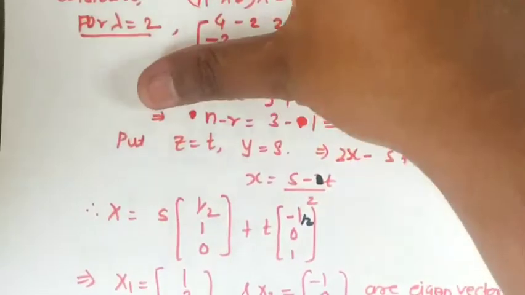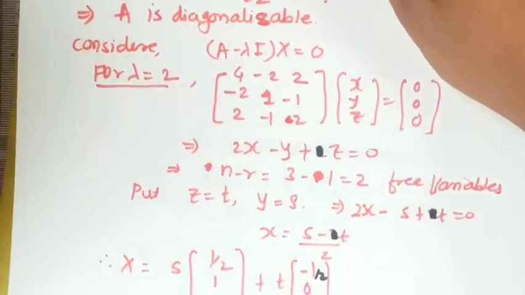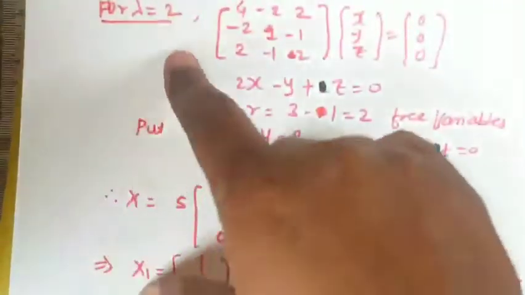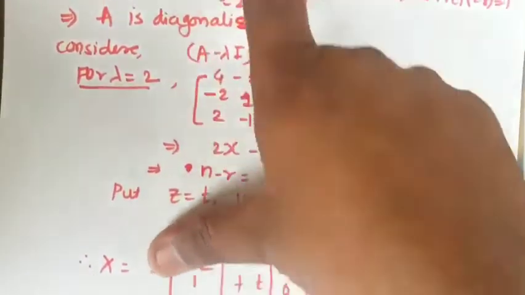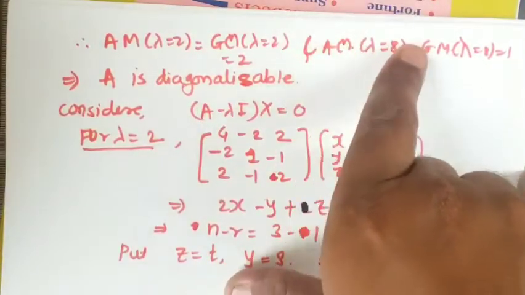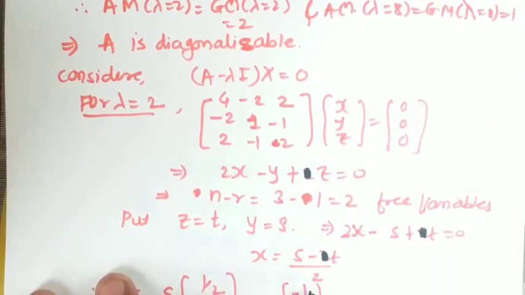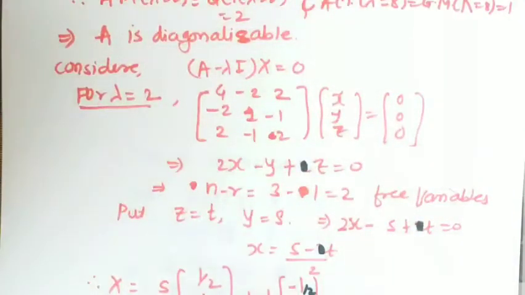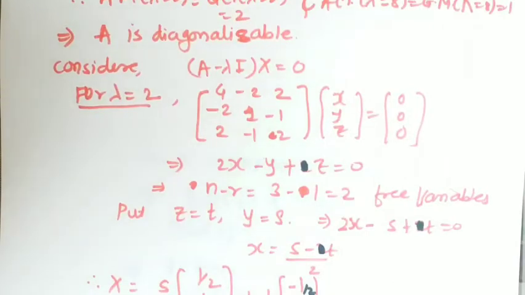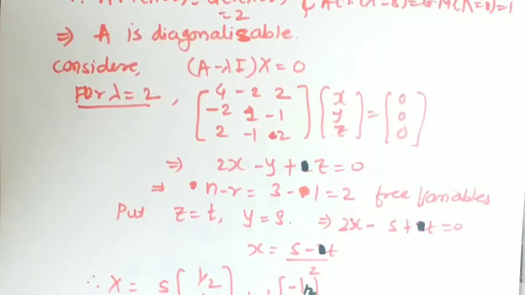Fine. Now from this we have concluded that algebraic multiplicity equals geometric multiplicity for each eigenvalue. For both the eigenvalues, lambda equal to 2 and lambda equal to 8, algebraic multiplicity equals geometric multiplicity. Hence, the matrix A is diagonalizable. And as it is diagonalizable, we can determine its modal matrix P and diagonal matrix D. So for calculating the modal matrix P, we need to calculate the eigenvectors associated with each eigenvalue.